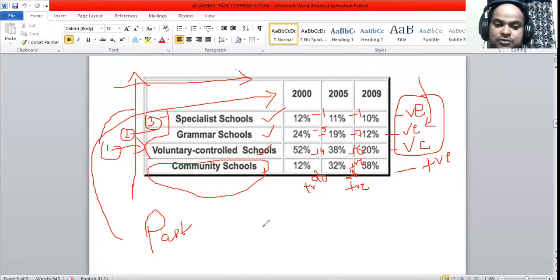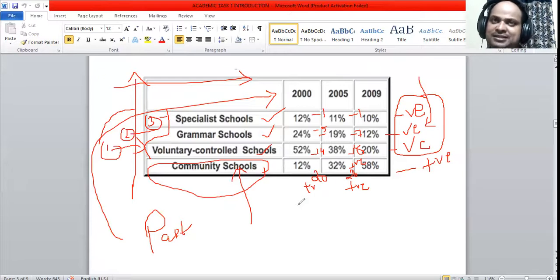Then the next group, I have to say about the community schools. The next paragraph is the next group. So we have to write, on the contrary, or on the other hand, the performance of the community schools was exceptional. It went from, it was positive. So this is the trend. This is what we have to present for the table.